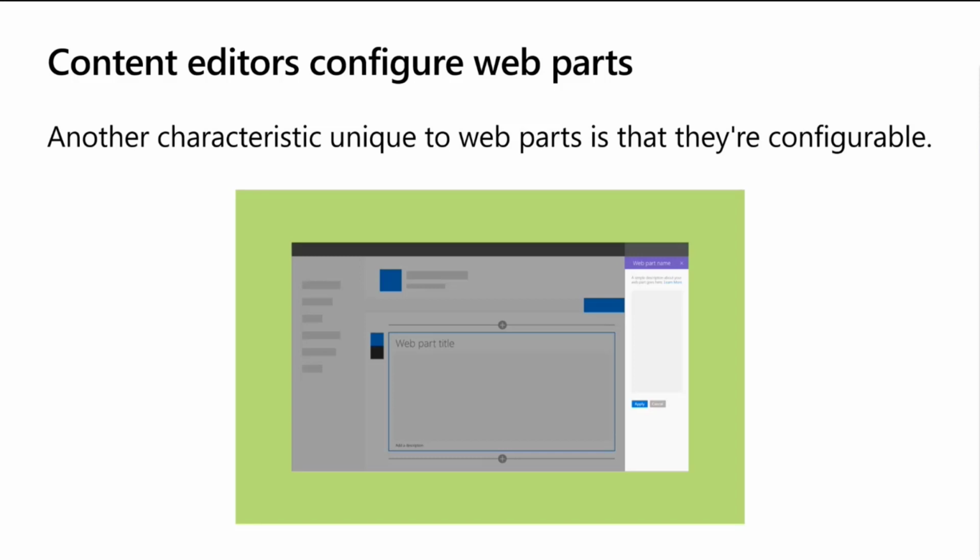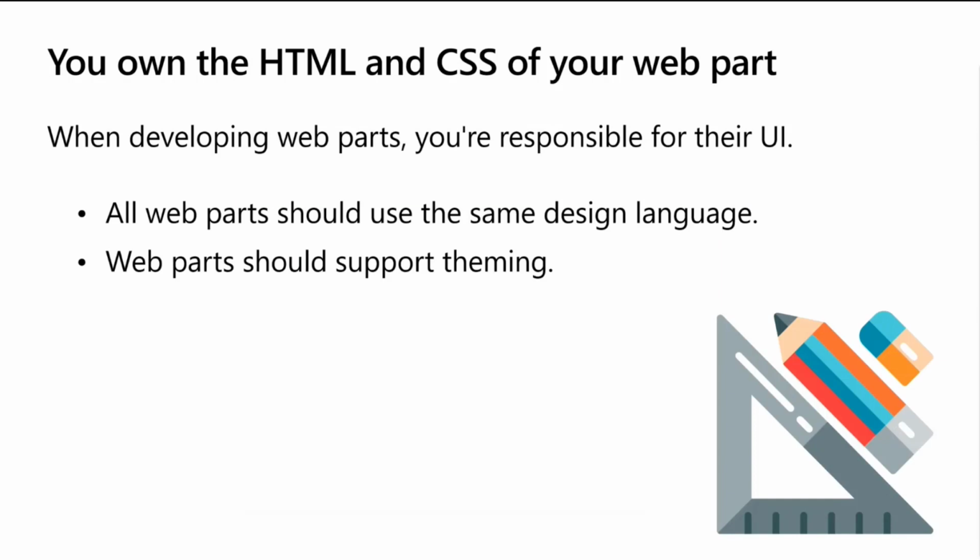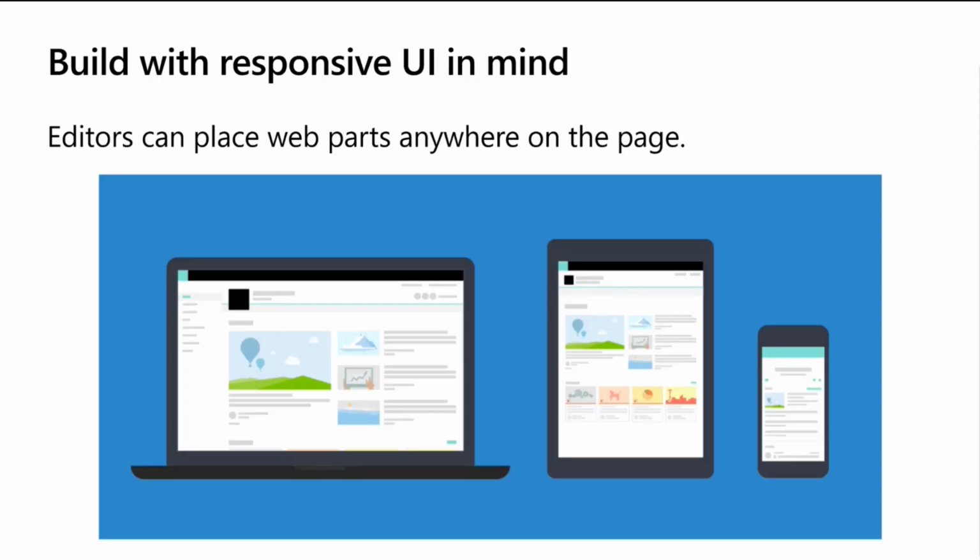In our case, for example, today we're going to lock down the information. You own the HTML and CSS of the web part, this web widget, so you can do whatever you want inside of that chrome, inside of the HTML structure, including using adaptive cards to render UI. Of course, it's a good idea to build with a responsive UI in mind, just to avoid any surprises.